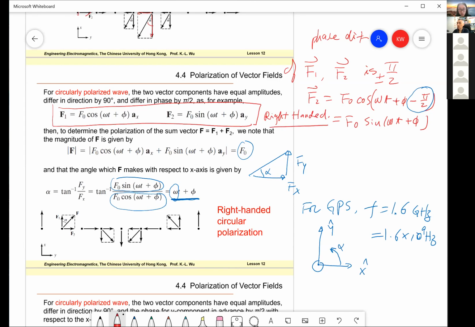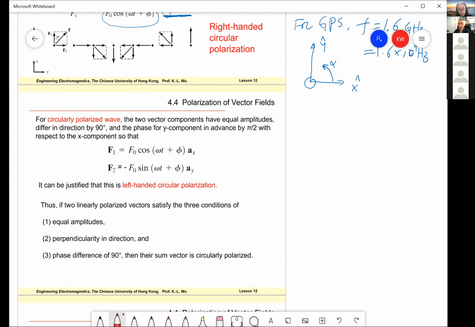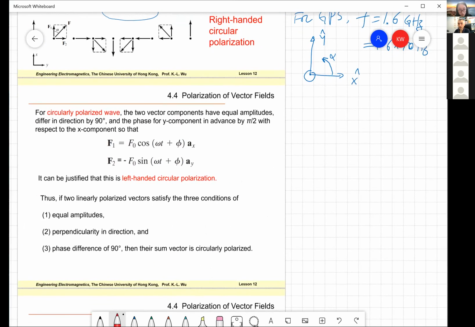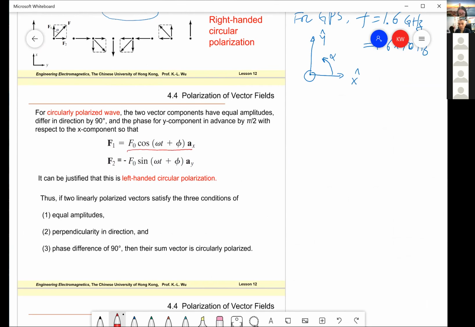Okay, right-handed wave. Let's look at this. I have now the X component still cosine, but the Y component, I have a minus sign.